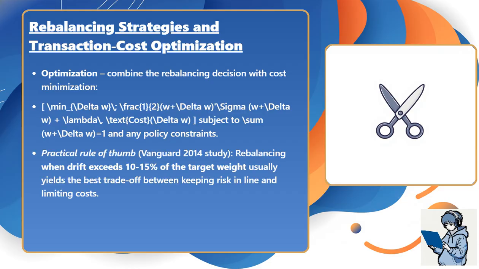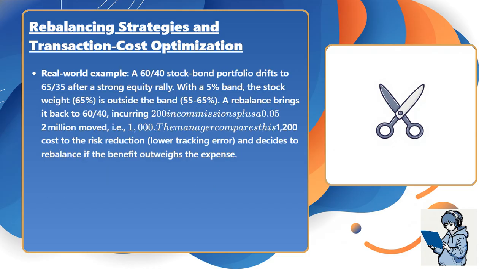Practical rule of thumb, Vanguard 2014 study. Rebalancing when drift exceeds 10 to 15% of the target weight usually yields the best trade-off between keeping risk in line and limiting costs. Real-world example: a 60-40 stock-bond portfolio drifts to 65-35 after a strong equity rally.